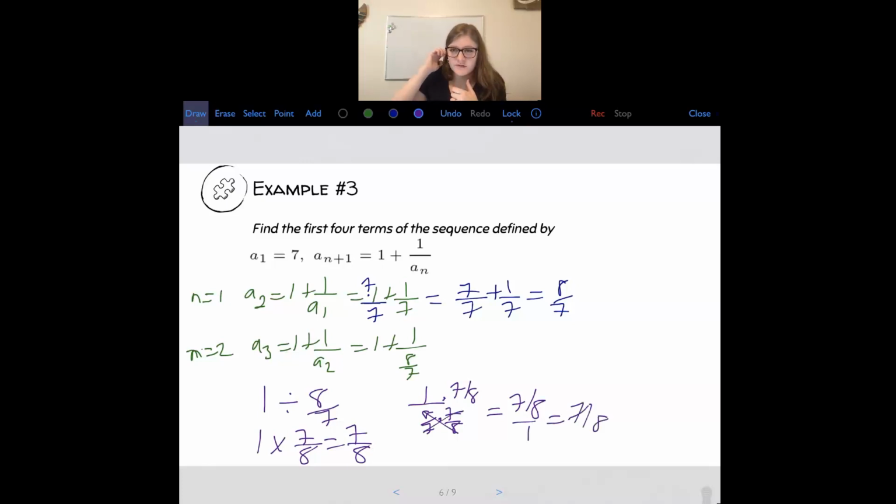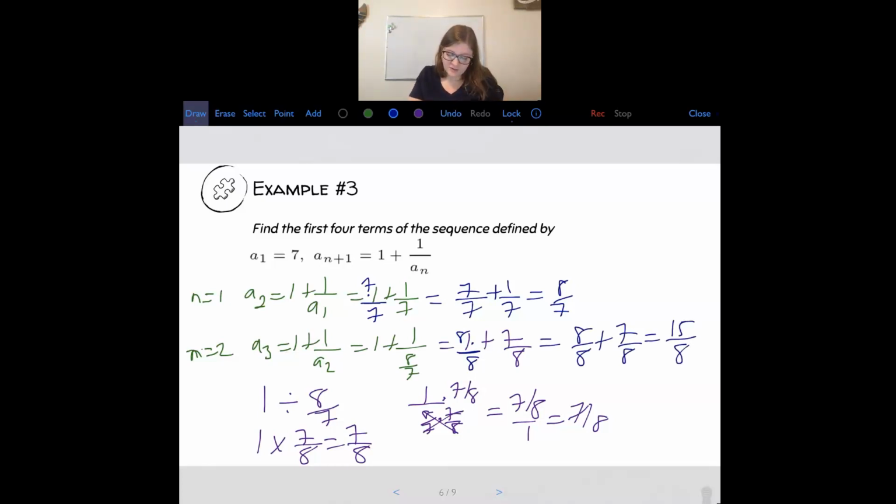Whatever way you deal with that is up to you. But this is going to become 1 plus 7 over 8. And now we need to get common denominators again. So I need to multiply by 8 on the first one. So this becomes 8 over 8 plus 7 over 8, which is 15 over 8. Okay, and so we have one more to find.